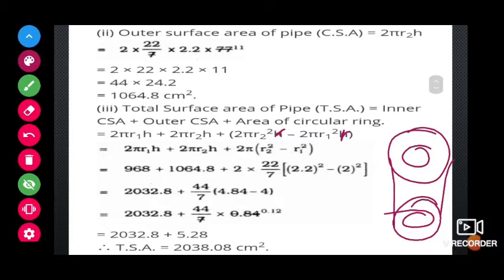So now apply: 2 pi r1 h, which we just found is 968, and 2 pi r2 h is 1064.8. Then 2 into pi, 22 by 7, into r2 square minus r1 square, 2.2 square minus 2 square. So we will get here 2032.8 plus the ring area. Doing all these calculations is really very good practice for you.